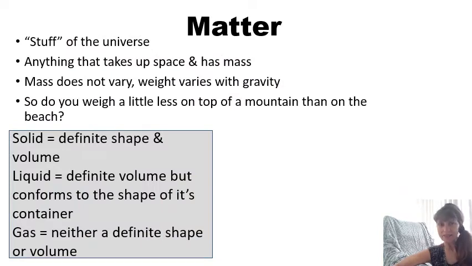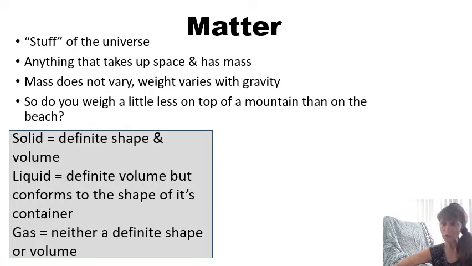Matter is the stuff of the universe. Matter is defined as anything that takes up space and has mass. Mass does not vary with gravity. Weight is what varies with gravity. A person might weigh less in outer space, however, his mass does not change.